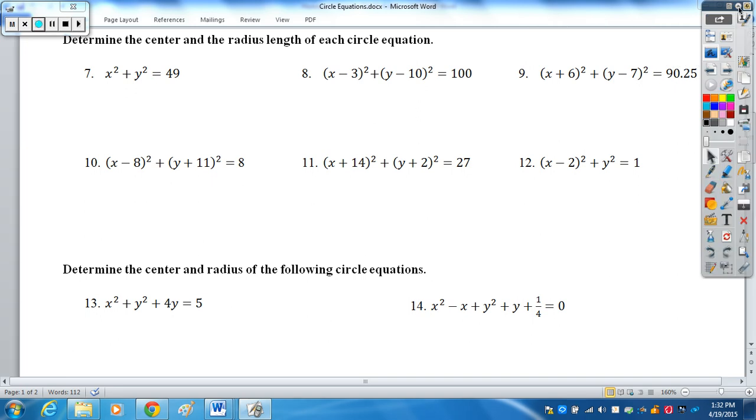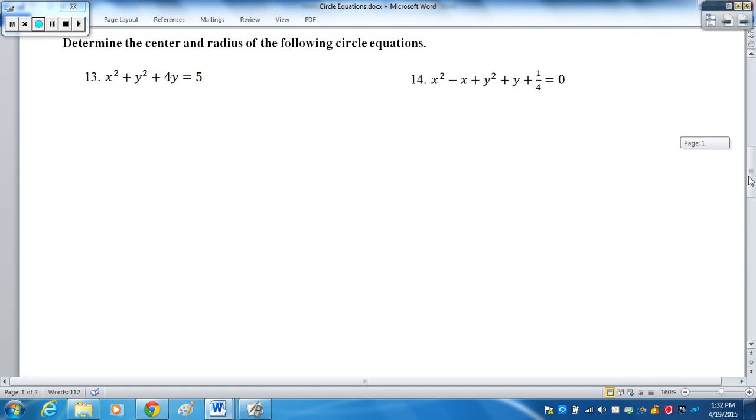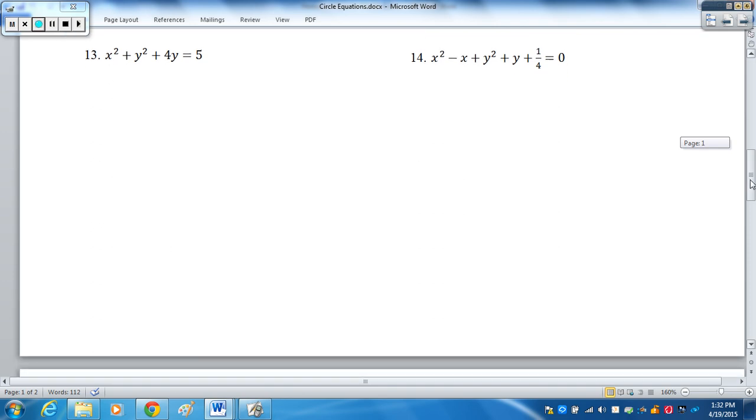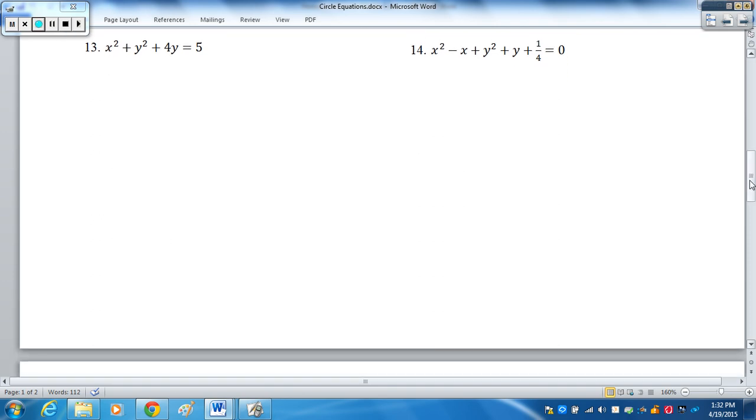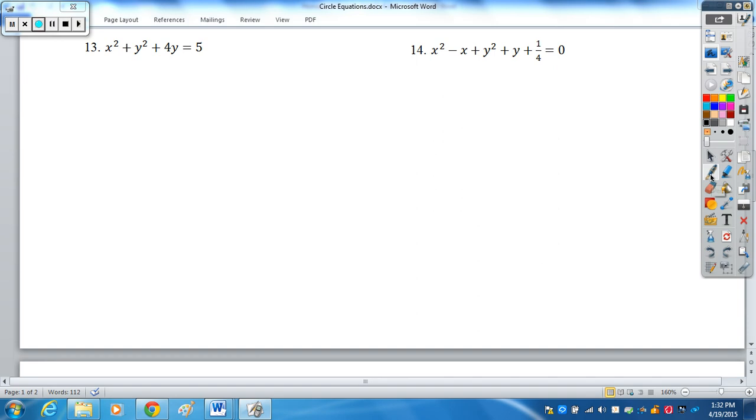We want to go and complete the square. Determine the center and the radius for the following circles. Here's what we're going to do: we are going to group these values with their like terms. For x squared, there's nothing to be grouped with it, so I'm going to leave it by itself. Over here I've got y squared plus 4y. I'm going to put a plus, and I'm going to put something there in just a second, and then I have 5 on this side.